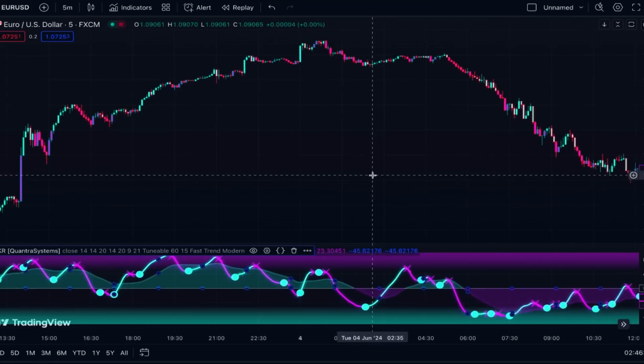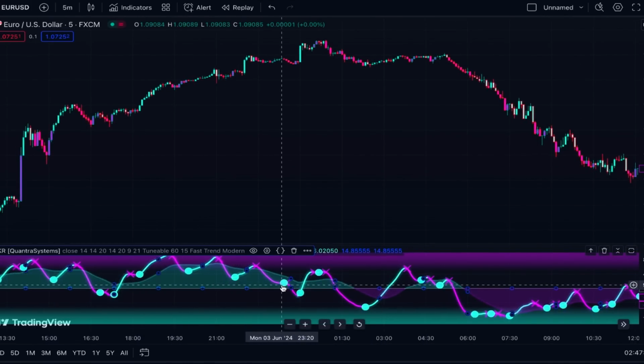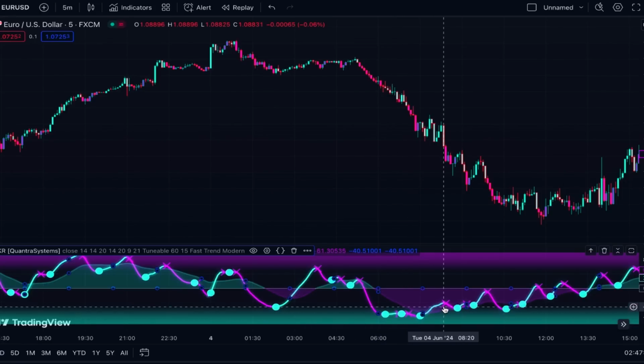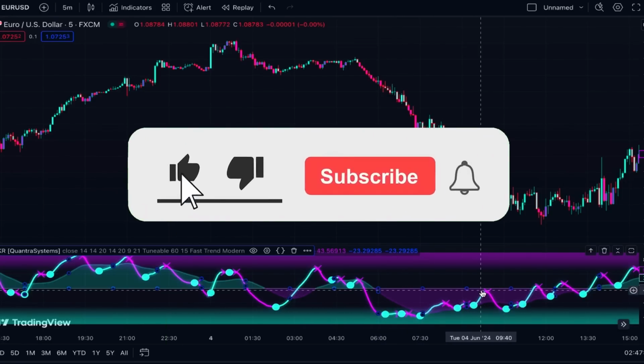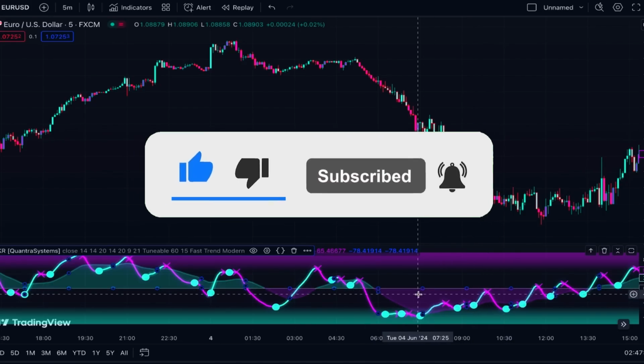When the slow line shows uptrend, you can focus on the buy signals of the fast line, and when the slow line shows downtrend, you can focus on the sell signals of this fast line. But in this video, I'm going to teach you a more accurate trading strategy by the help of this indicator in conjunction with another indicator.